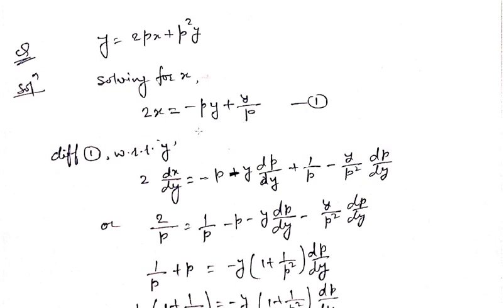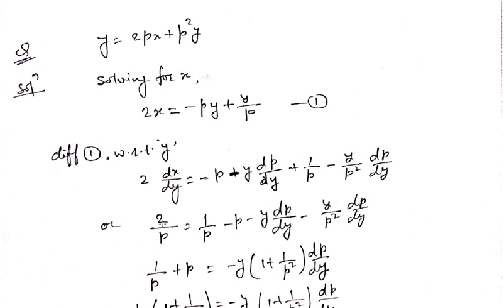Now we will differentiate it with respect to y. So we get 2 dx upon dy equals minus, and when we differentiate with respect to y, first we get minus p. Then we get minus the derivative of p, dp upon dy, into y. Now we differentiate y upon p. When we differentiate it with respect to y, the first term we get is 1 upon p, and the second term we get is minus 1 upon p square dp upon dy into y.